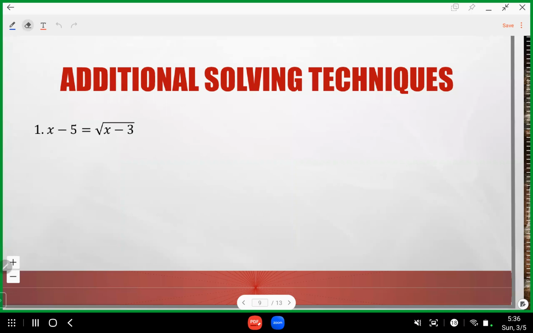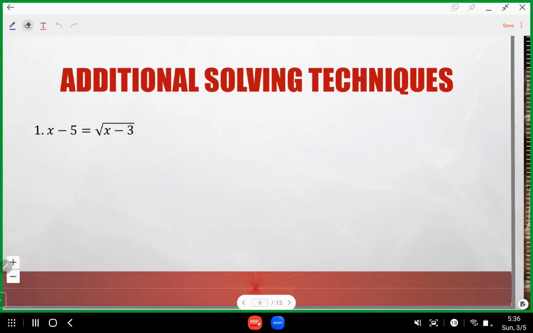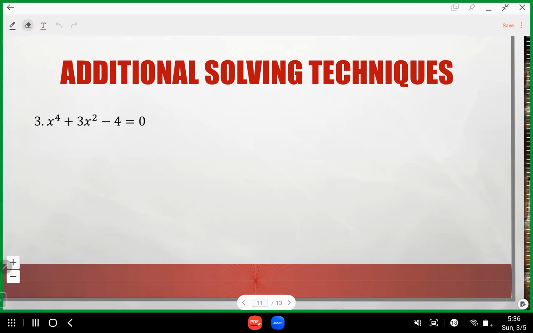Now let's go on to additional solving techniques. We've done a lot of standard stuff, but here we're going to see some not so standard stuff. So x minus 5 is equal to the square root of x minus 3, with some square roots involved. And in number 2, with some more square roots, we're going to learn how to do that. And then this, that's x to the 4th, right? We don't know how to do that yet, right? Later on, we'll know how to do this by factoring and rational roots, but right now we don't know.